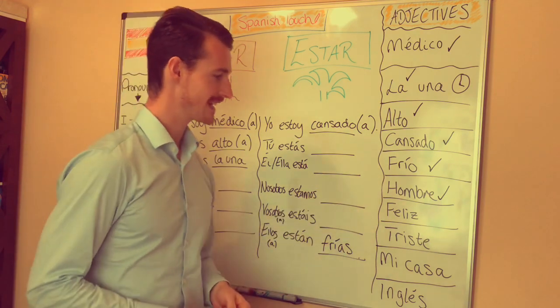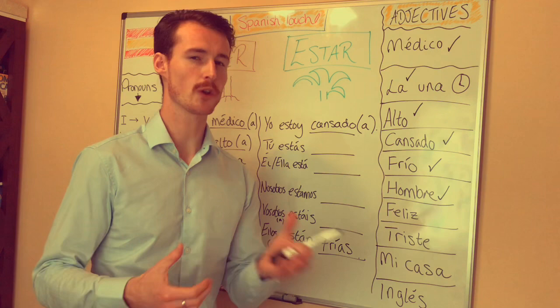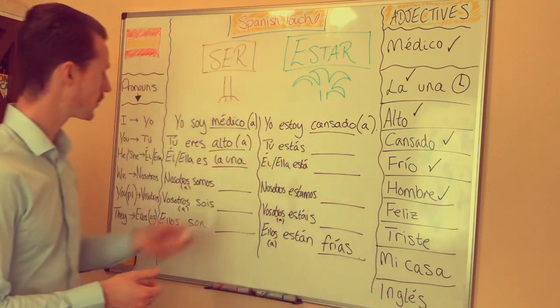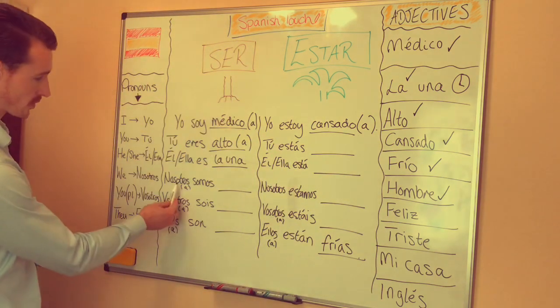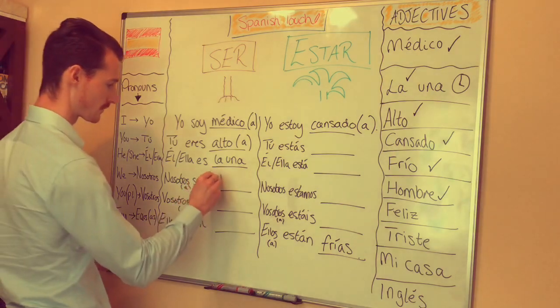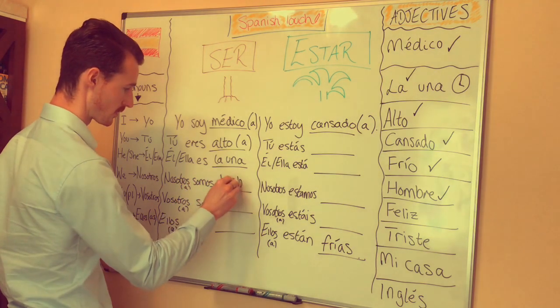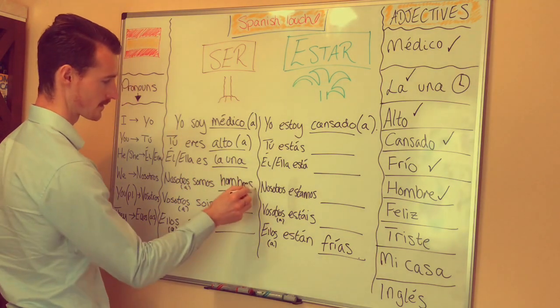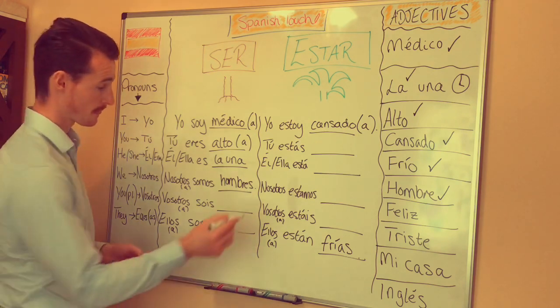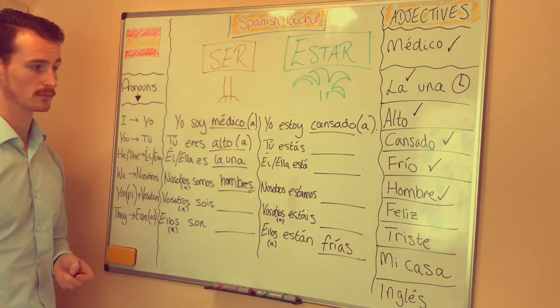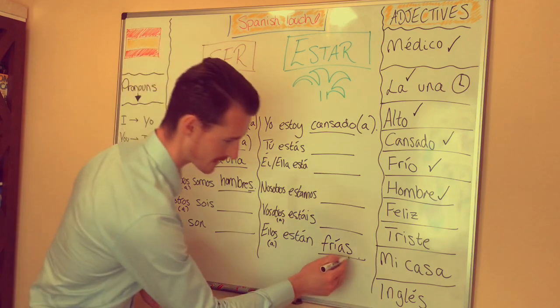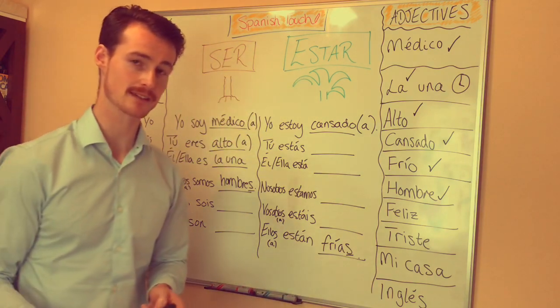So hombre is permanent or non-permanent? Of course, it is permanent. Nosotros somos hombres. Why do we have the S? Because it's plural, okay? Just like with the hands, it's plural, so we add the S.